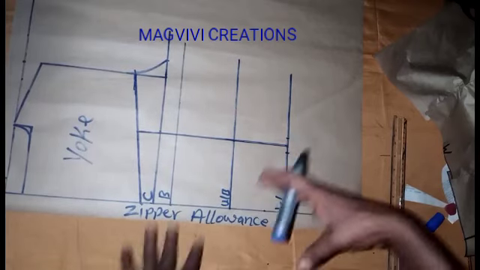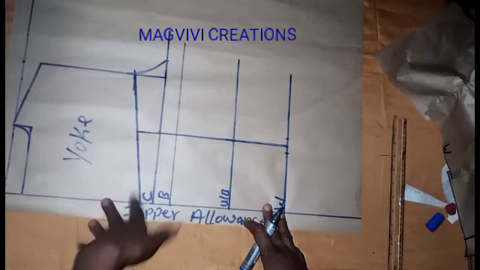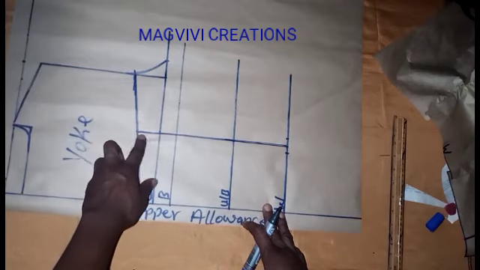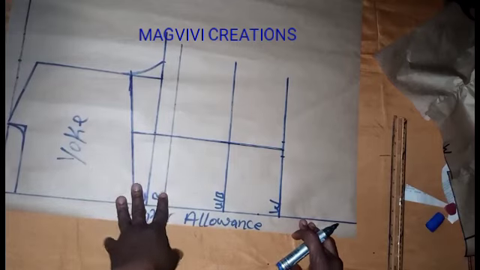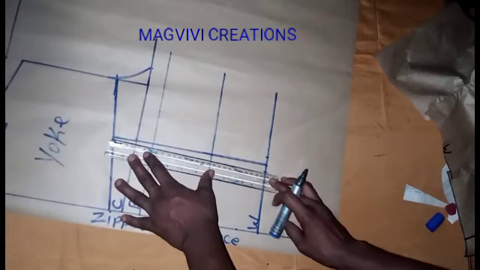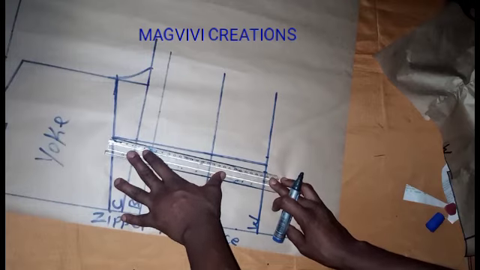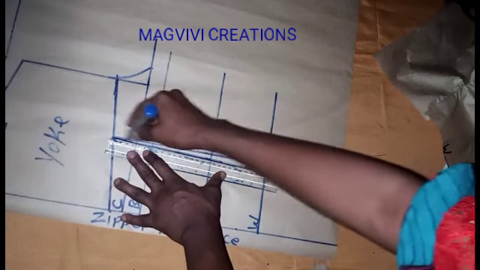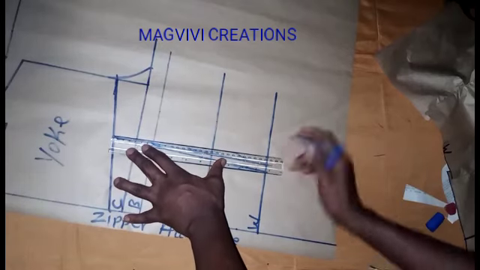Okay, so I'm just adding this one, but since it is a yoke, we are making a yoke blouse, now the dart will extend to this point here. So now you would connect. Okay, now you connect it to that point like so. So just connect up and you connect this other side.